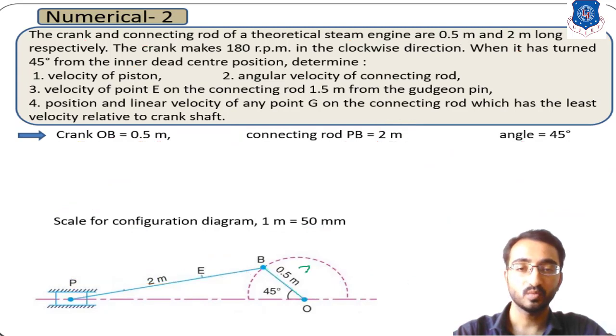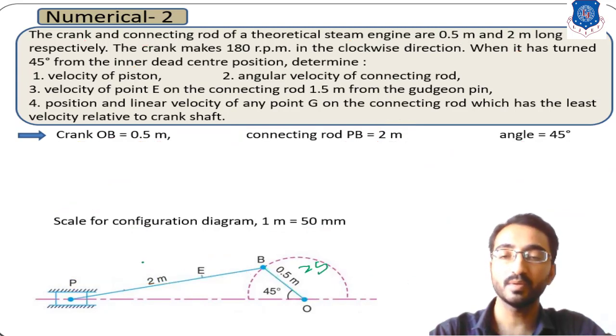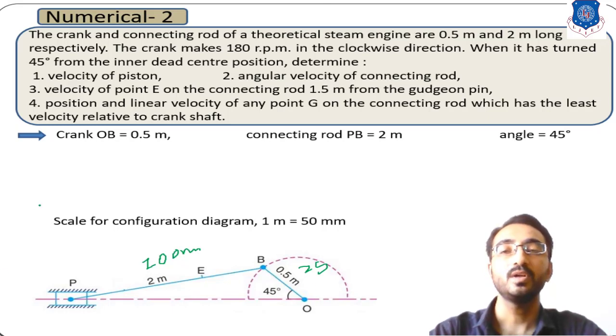Let's consider, once again, 25 mm is your drawing length, and over here 100 mm is your drawing length. Okay, so in this way you can sketch a simple single slider mechanism with the given dimensions. Now, what do we have to calculate over here?